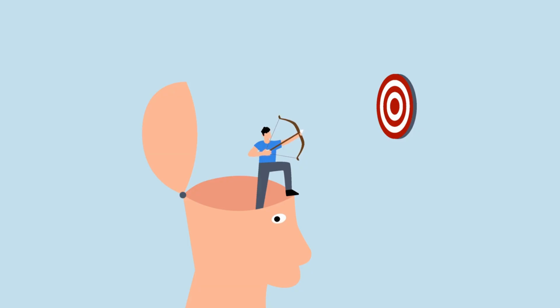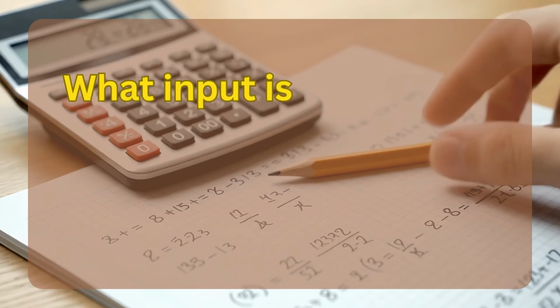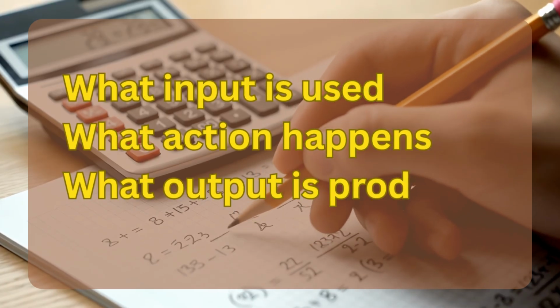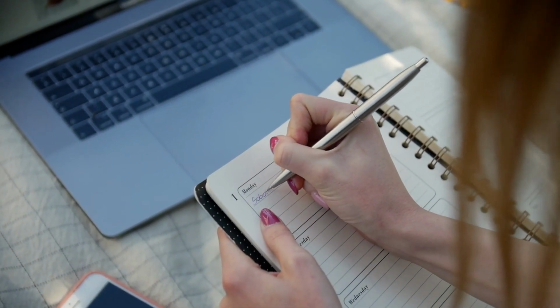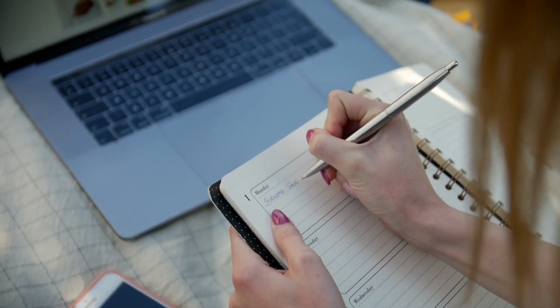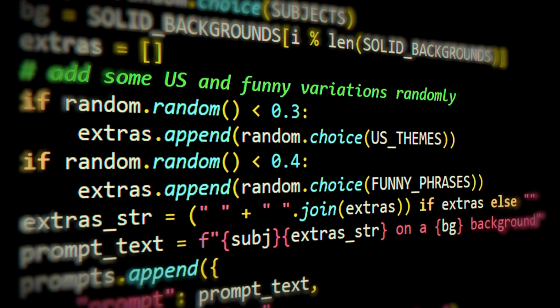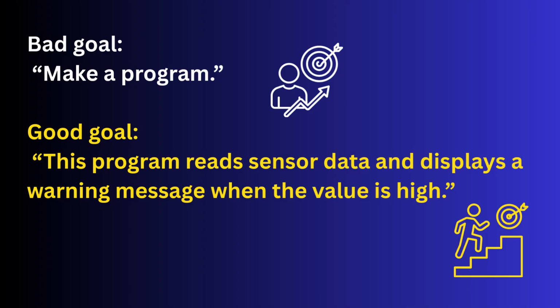A good goal usually includes: what input is used, what action happens, what output is produced. You don't need technical words. Simple English is more than enough. Always write the goal before coding. Write it in your notebook, at the top of your program as a comment, or on a paper. Professional programmers do this all the time.